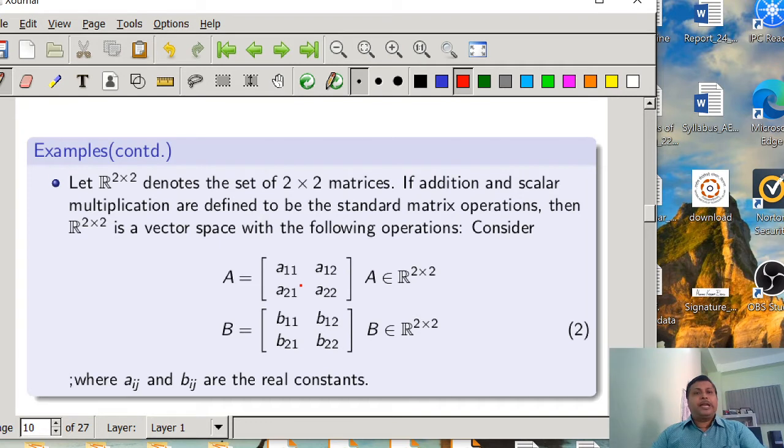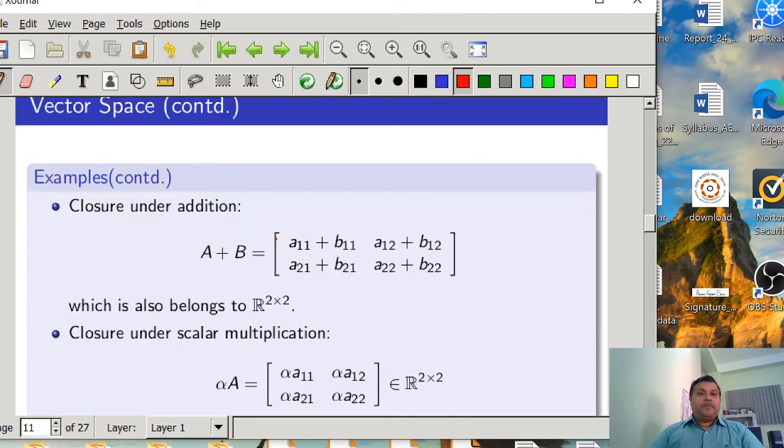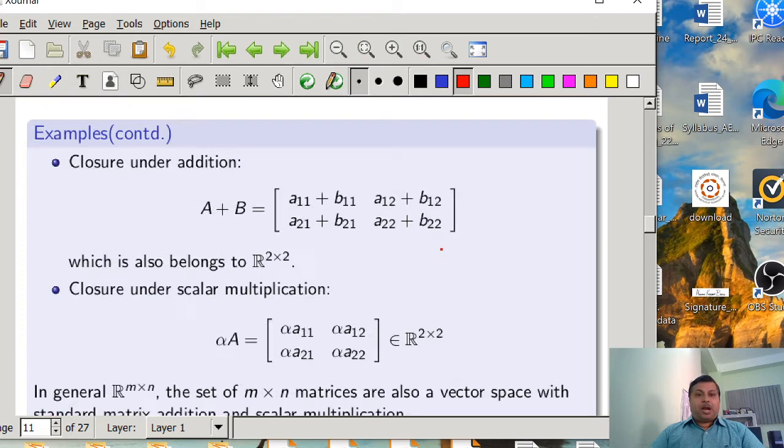Now suppose you choose any two vectors a and b from the vector space R2 by 2. So a is chosen like this and b is chosen like this, where aij and bij are real constants, meaning aij and bij definitely come from the real field R. Now if we do a plus b, the resultant matrix also has dimension 2 by 2, so it is closed under addition.